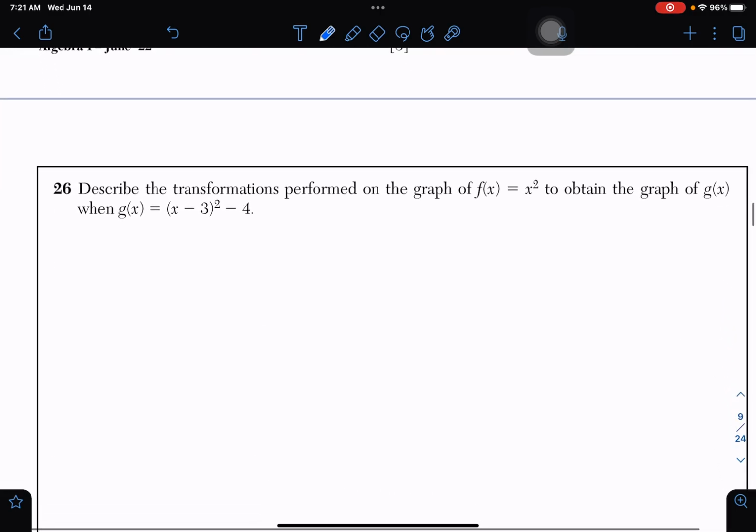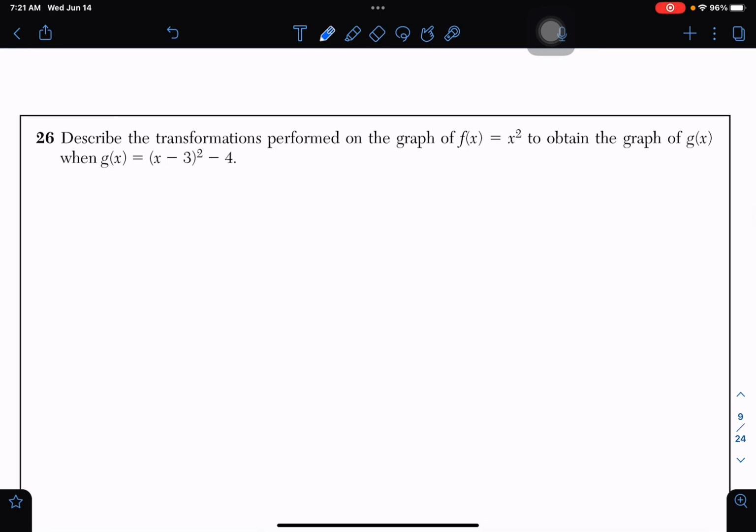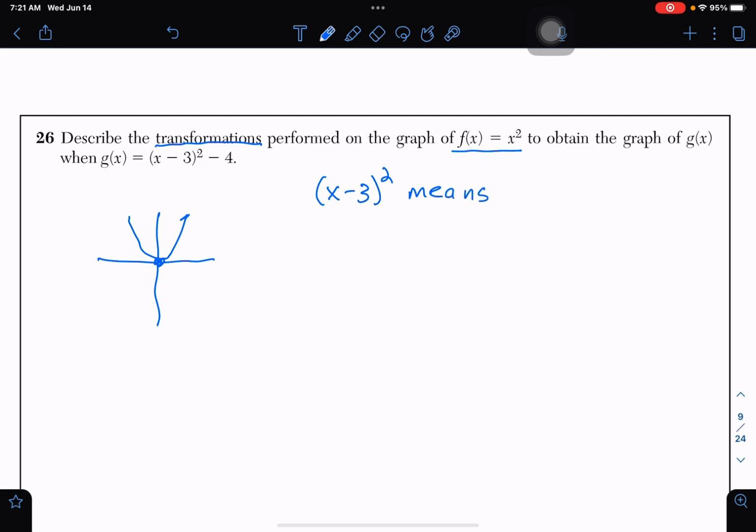Let's go down to 26. Okay, they're looking for the transformations, right? So from f of x equals square root of x, it's like this. Actually, it's right there at the origin, at 0, 0. And this one is shifted. Okay, so x minus 3 squared means shift right, because it's opposite in the x direction. A shift right 3 units.